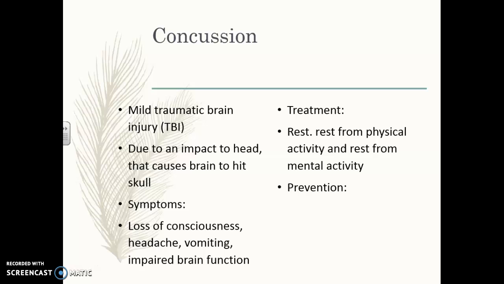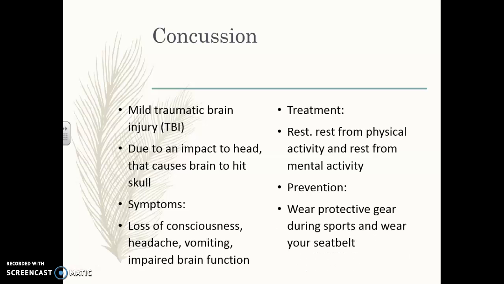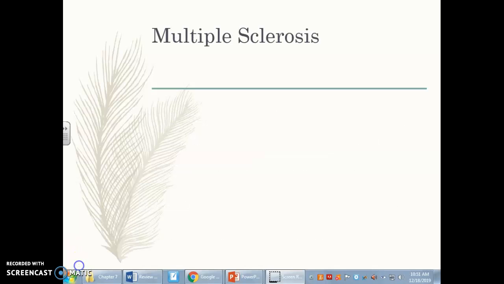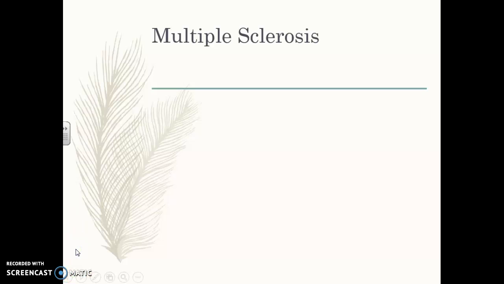How does one prevent a concussion? Well, whenever you're playing sports, wear the protective gear, and whenever you're in a car, wear your seatbelt. Okay, a second disorder we're going to talk about is multiple sclerosis. And if you remember from our reading, Sue has MS or multiple sclerosis.